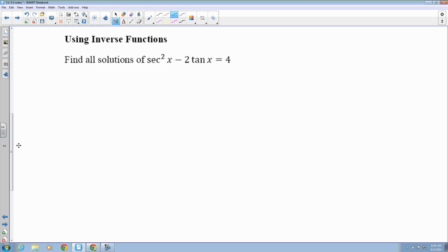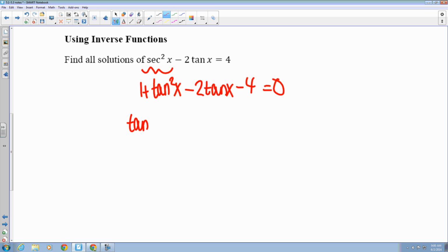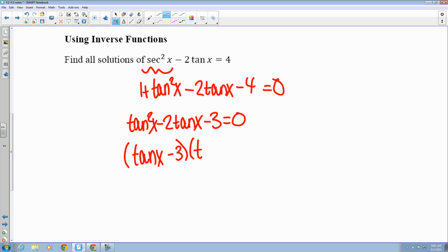And our last question. I need to turn these into the same variable. Secant squared needs to be turned into 1 plus tangent squared. It's a Pythagorean identity. Subtract over the 4. And factor. I can turn it into two separate problems.